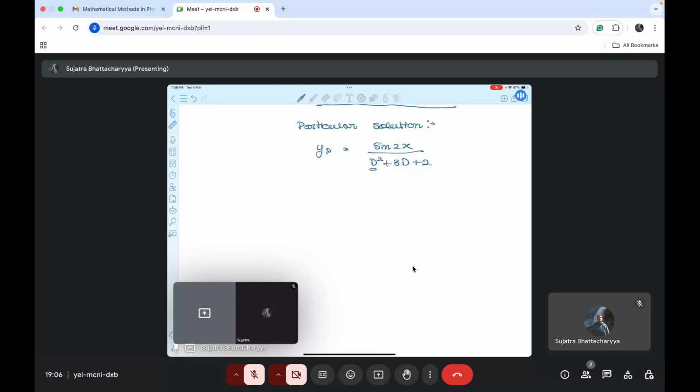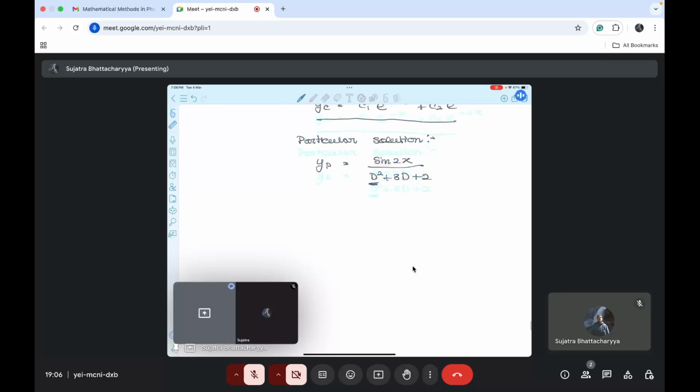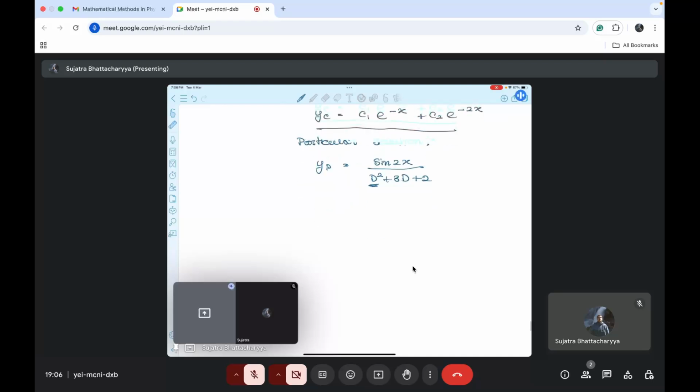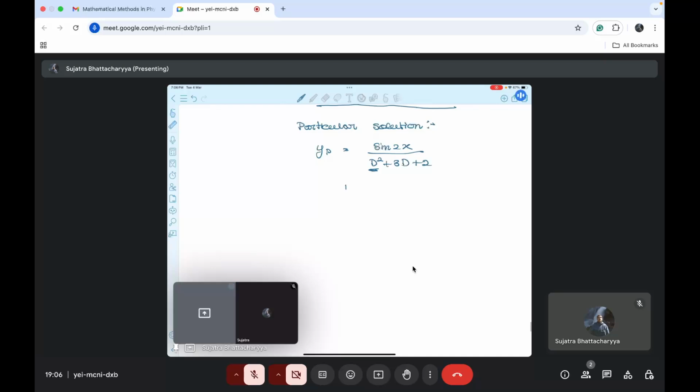Okay. So what we'll do is that this is not the function of d square. Remember, you have a d square, no doubt, but let's put d square is equal to minus a square, right? D square is equal to minus a square. And what is that? Minus 2 square, which is minus 4. Can you put it here? Yes, we can do that. So we get sine 2x divided by minus 4 plus 3d plus 2. So we get sine 2x divided by 3d minus 2.